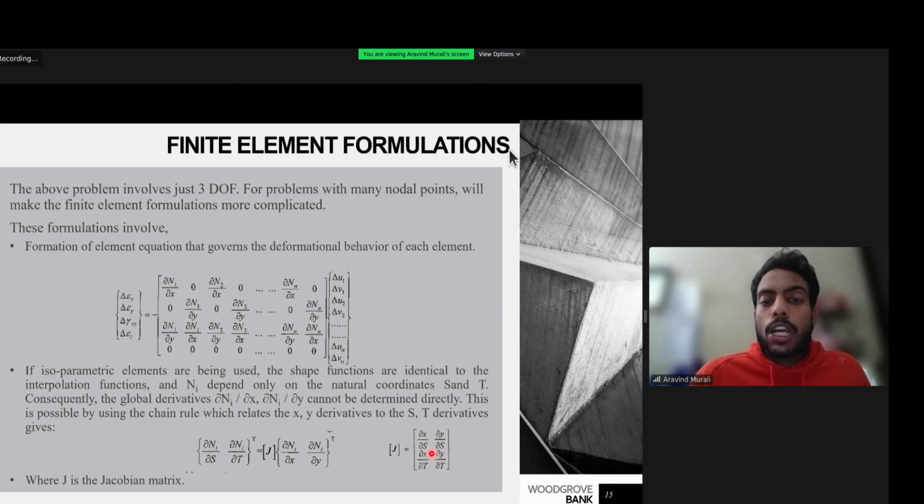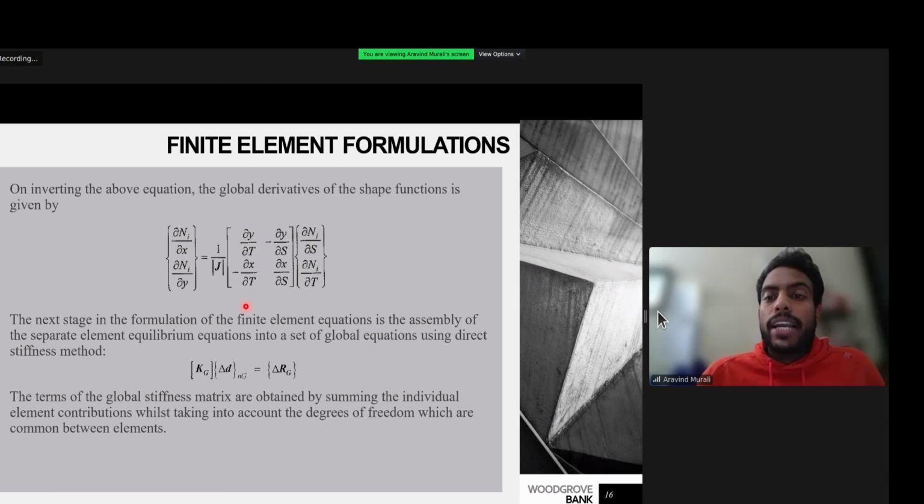The Jacobian matrix is a function of the interpolation functions. By inverting the above equation, or finding the inverse of the above equation, the global derivative of the shape function could be determined. After determining the global derivative of the shape function, the next step involves formulation of global equations by accumulating every elemental equation in the given form.